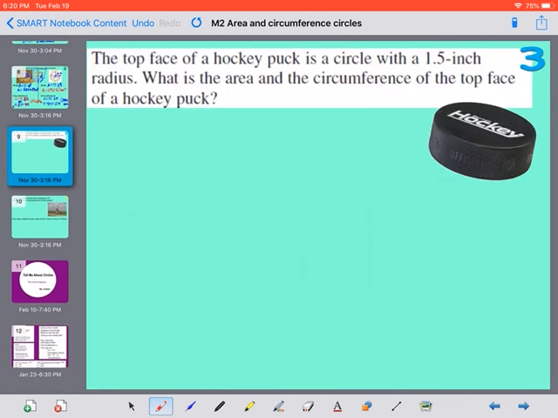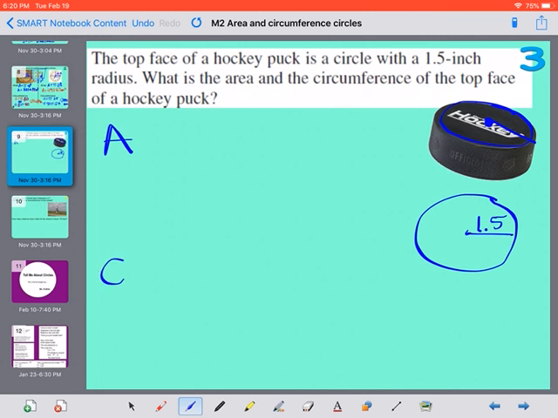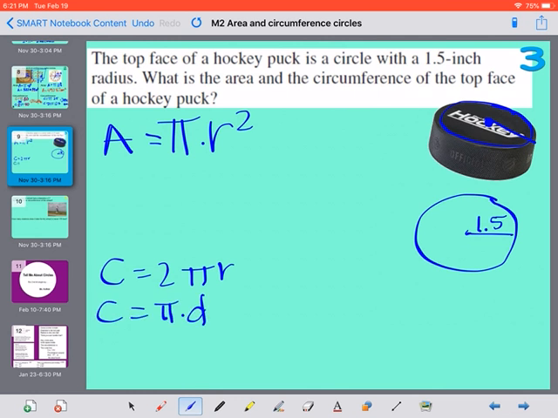All right, we have 2 questions left. This one says the top face of a hockey puck is a circle with a 1.5 inch radius. So here's the circle. I'm just going to draw a circle down here. And the radius from the middle to the edge is 1.5 inches. What is the area and the circumference of the top face? So area is pi r squared. Circumference is 2 pi r, or, like we've said, pi times the diameter.